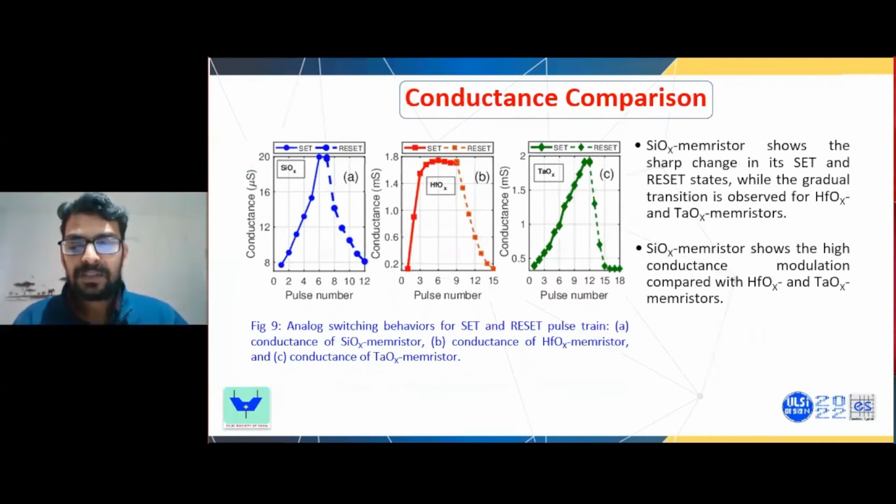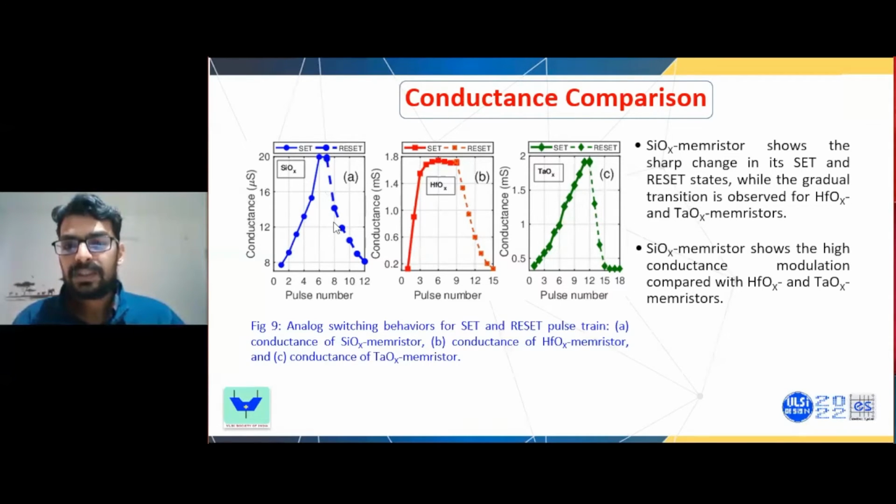Conductance modulation comparison. The first graph shows the silicon oxide memristor conductance modulation, the second one is the hafnium oxide memristor, and the third one is the tantalum oxide memristor. So we can see here for the case of silicon, the abrupt, or we can say sharp, change in the conductance modulation with the number of pulses, while in the case of hafnium and tantalum oxide, we can observe a gradual change.